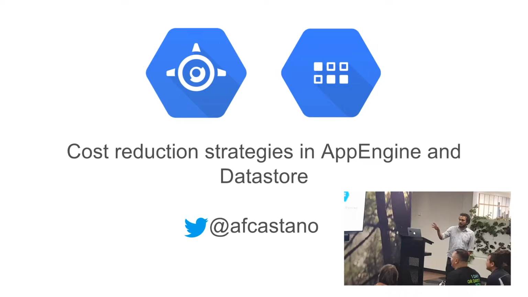I will talk about cost reduction strategies in Appengine and Datastore. So the story is that around 1 year ago we went live with our first Appengine product, and since then we have made some changes to reduce the operation cost. This is going to be a short presentation about the top 3 changes we did to our architecture in order to run it cheaper.